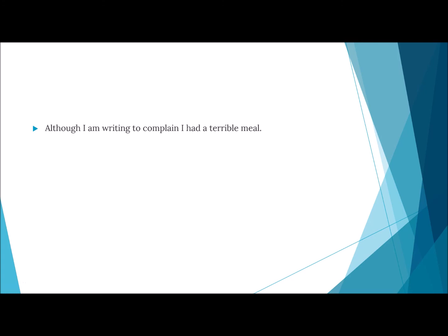At the moment, the use of although doesn't work, and we're also missing the comma. So if you start with although, you need to have a comma. So there should really be a comma somewhere here. But actually, we need to take out the although, and really we need to restructure this sentence. Let's have a look at another sentence.